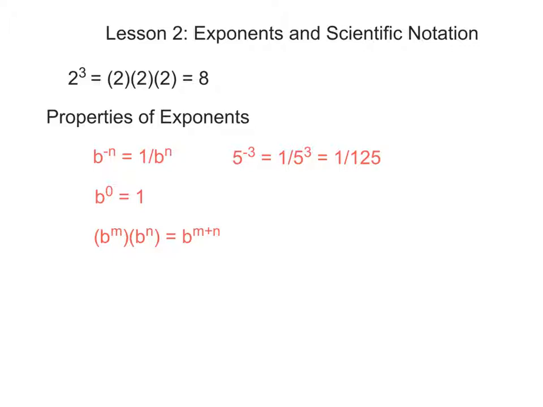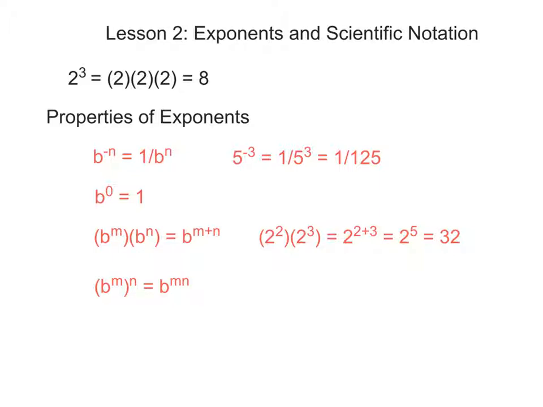We next have the product rule. If we have a number raised to the m exponent multiplied by the same number raised to the n exponent, it's equal to b to the m plus n, okay? So now let's look at an example. Say I've got 2 raised to the 2 times 2 raised to the 3. That's equal to 2 raised to the 2 plus 3, or 2 to the 5th, or simply 32.